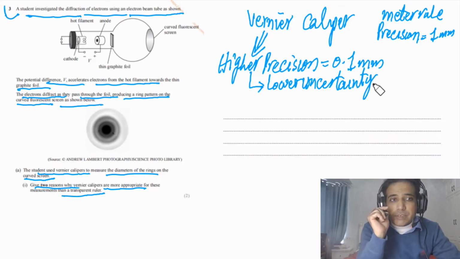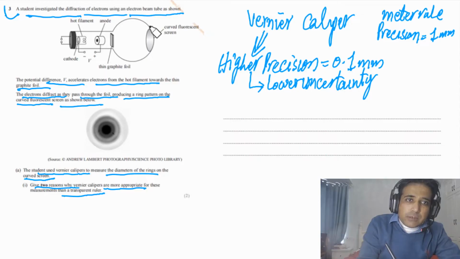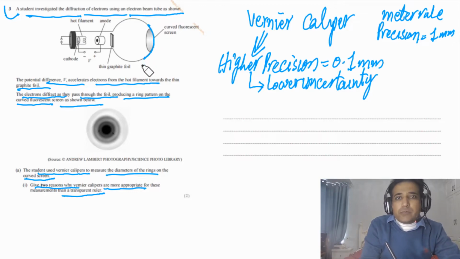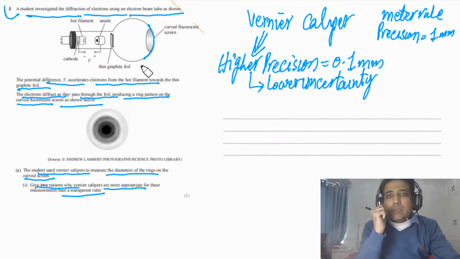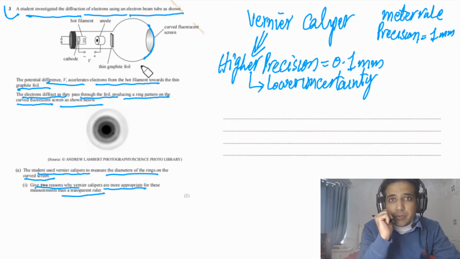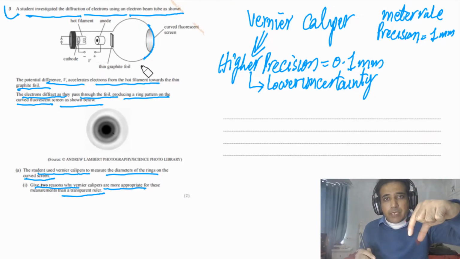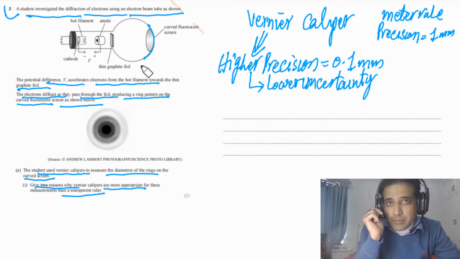And the second reason is that this surface is curved. You need to understand this surface is curved, and these rings are formed on the curved surface. So with a meter rule, it's not easy to measure the diameter of the rings. The vernier caliper is more appropriate in this case because the tips of the vernier caliper we can simply align with the rings and we can find the diameter. So you can talk about these 2 points, very practical points.